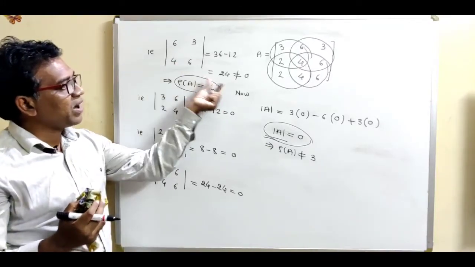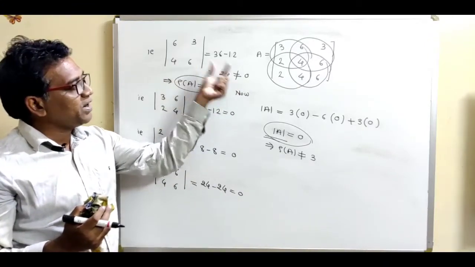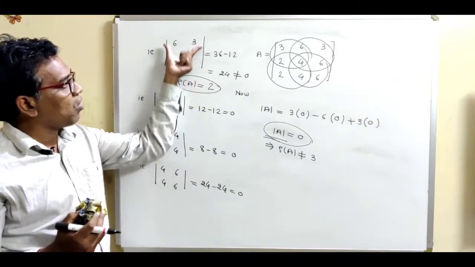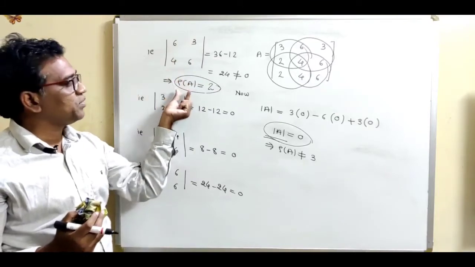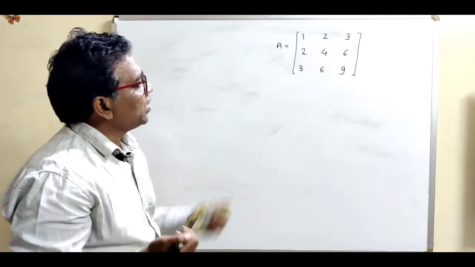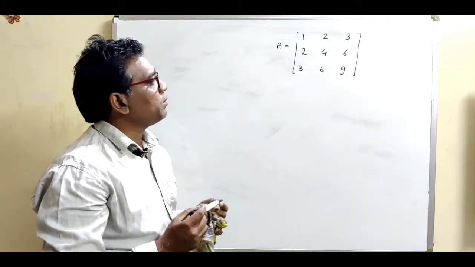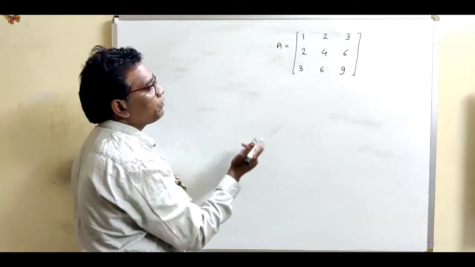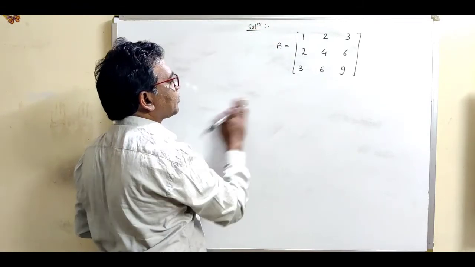So see how to get the rank. Rank means we require at least one non-zero determinant. If the determinant is non-zero, then we can say that rank of the matrix is nothing but the order of that determinant. So this is a 2 by 2 determinant, so we can say that rank of A is equal to 2. So let us take the next example. Find the rank of the matrix, and we are given the same 3 by 3 matrix. So write down the solution.